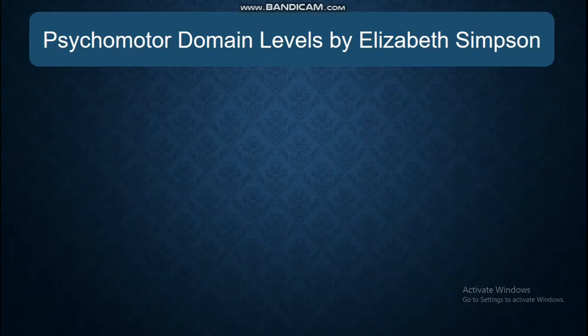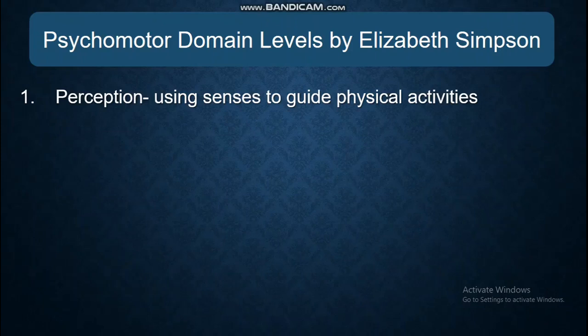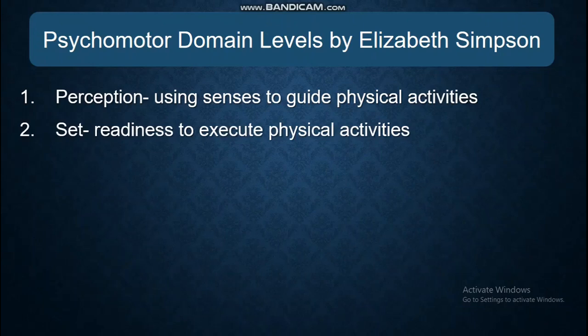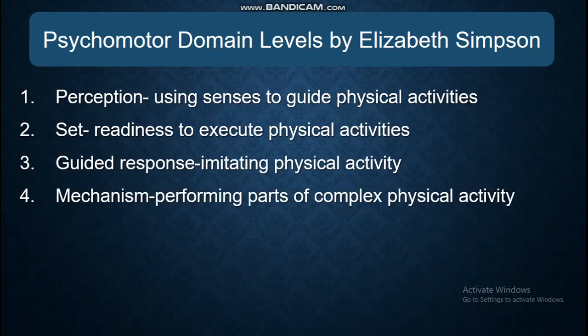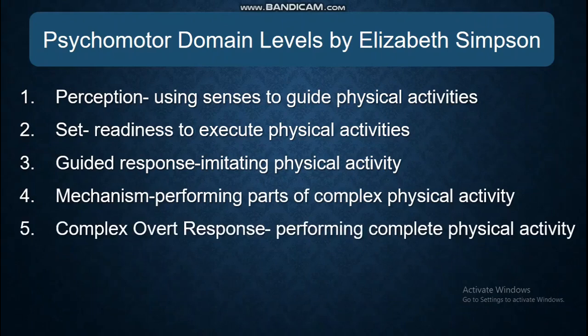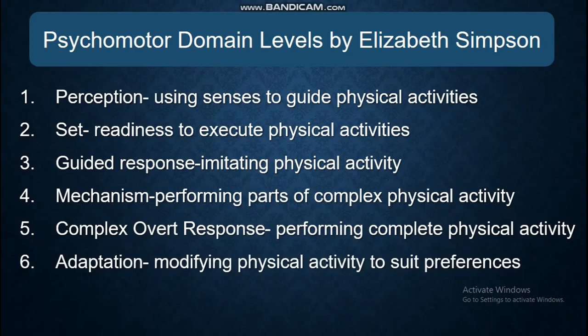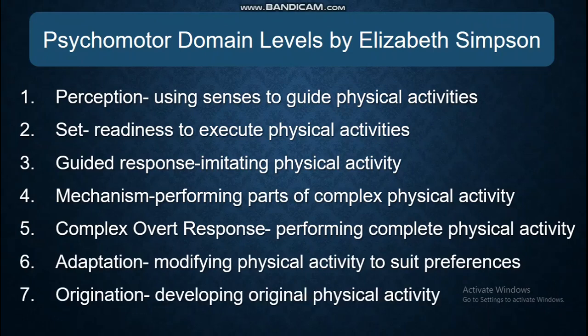Psychomotor domain levels by Elizabeth Simpson. Perception, using senses to guide physical activities. Set, readiness to execute physical activities. Guided response, imitating physical activity. Mechanism, performing parts of a complex physical activity. Complex overt response, performing a complete physical activity. Adaptation, modifying physical activity to suit preferences. Lastly, origination, developing original physical activity.